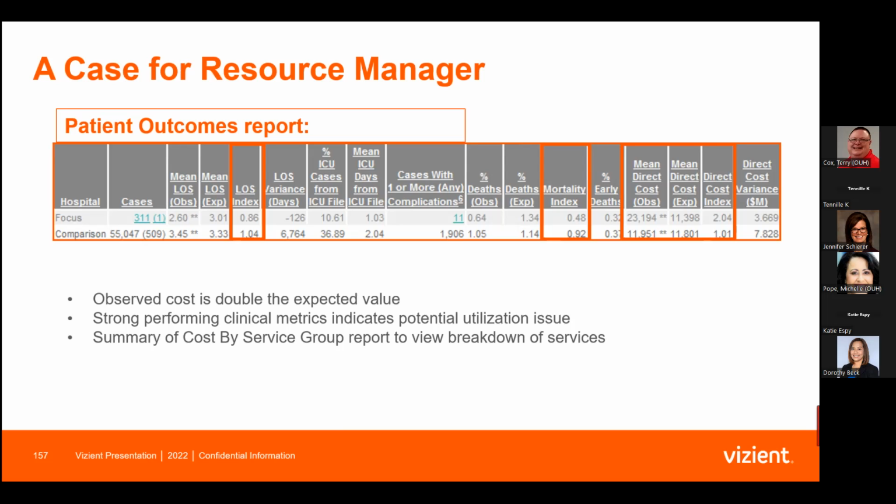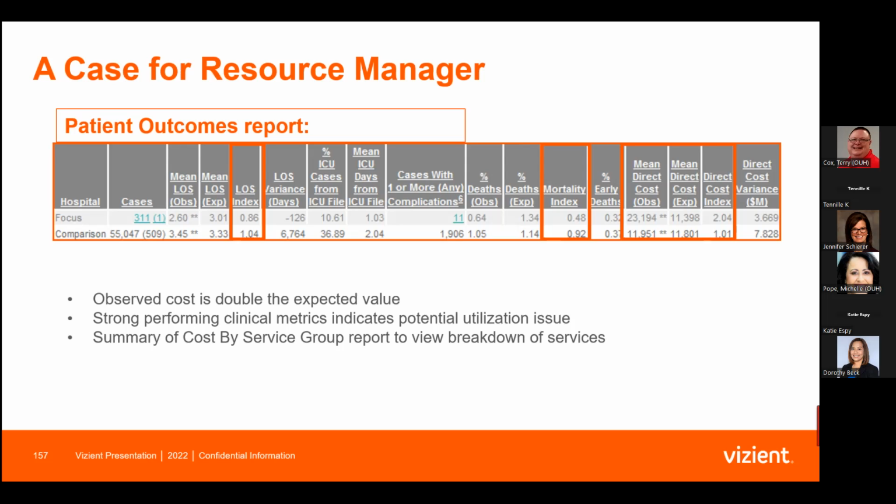But look at your mean direct cost. Your direct cost index is 2.04, so twice that of your comparison group. And even if we don't use the comparison group, you can tell that something is going on because the index is very high. So we want that direct cost index to be 1 or below. So that could potentially be an opportunity for your resource utilization.